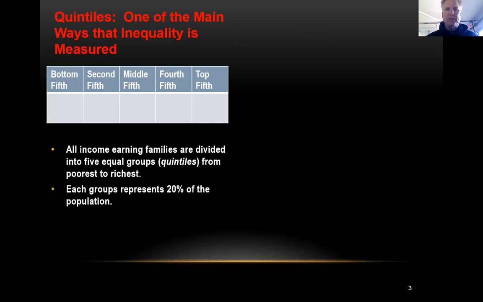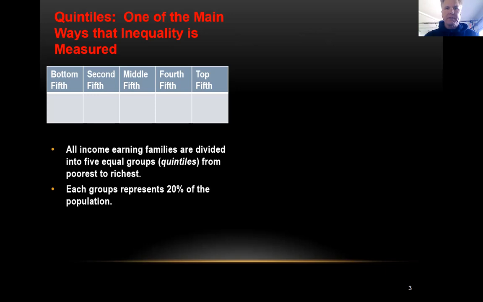Each group represents 20% of the population. Okay, so it would maybe be clearer if this were a pie. For some reason, I think people can grasp a pie chart a little clearer. So you've got this, here it's a rectangle, could be a pie, and you're dividing it into 5 equal parts, 20% each. 20 times 5 is 100, right?